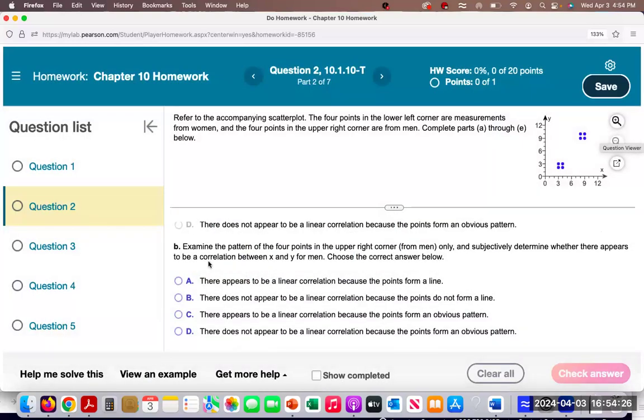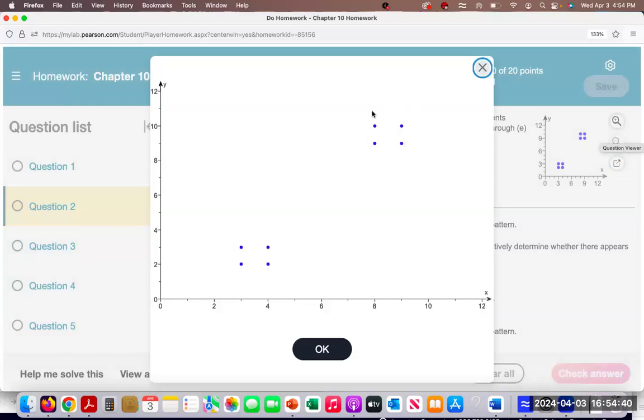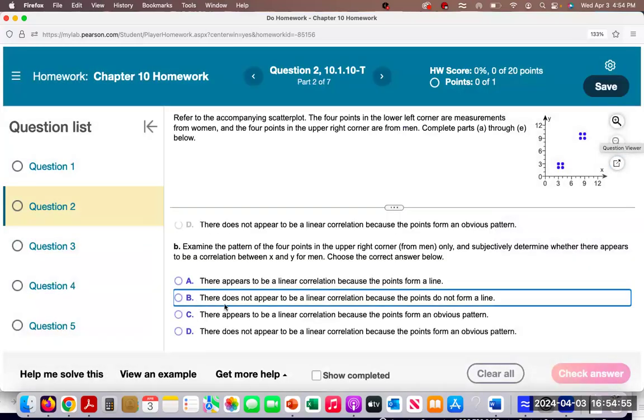So let's do this again. Examine the pattern of the 4 points in the upper right corner from men only and determine whether there appears to be a correlation between X and Y for men. It looks the same. The points in the upper right corner don't appear to lie on a straight line. They appear to form a square instead. So there does not appear to be a linear correlation between X and Y for men, because the points do not form a line.